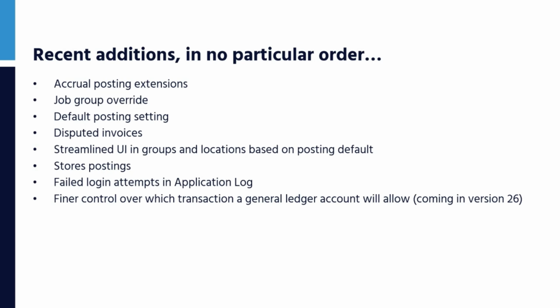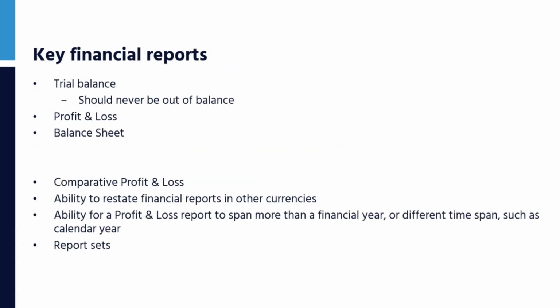We've seen the failed login attempts in the application log, and in version 26 we are going to be getting finer grain control over the types of transactions that general ledger accounts can allow. So we've got 6 permissions currently, that's extending to 8, I believe, so that'll be coming in version 26. So it's been quite a lot happening around helping you with your controls.